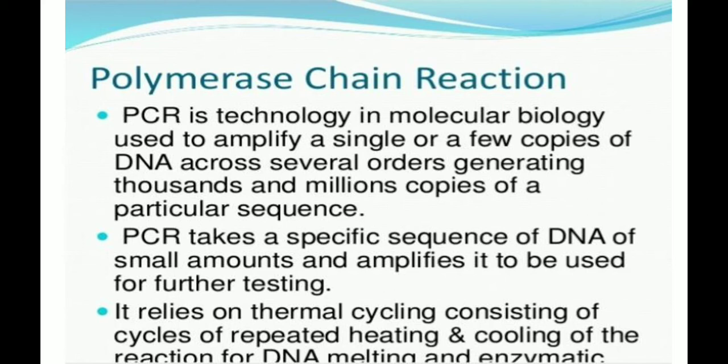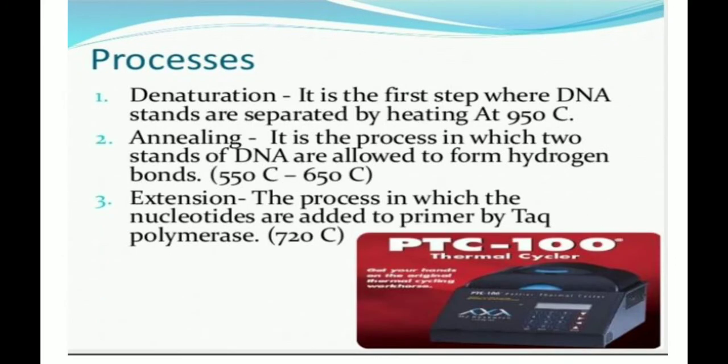Polymerase chain reaction includes three major steps. You all are familiar with this technique, right? The first step is the denaturation process. The second is the annealing process, and the third one is the extension process.